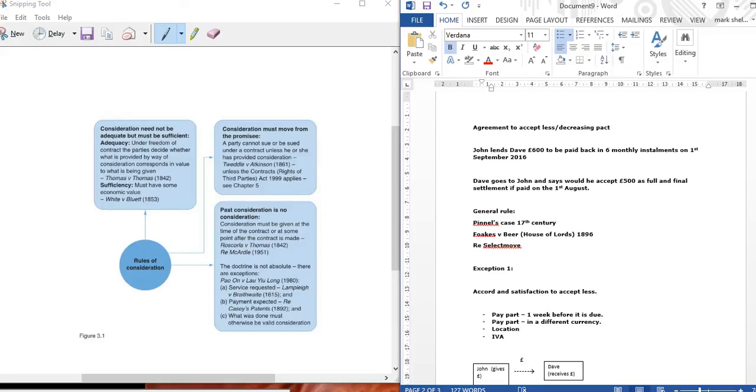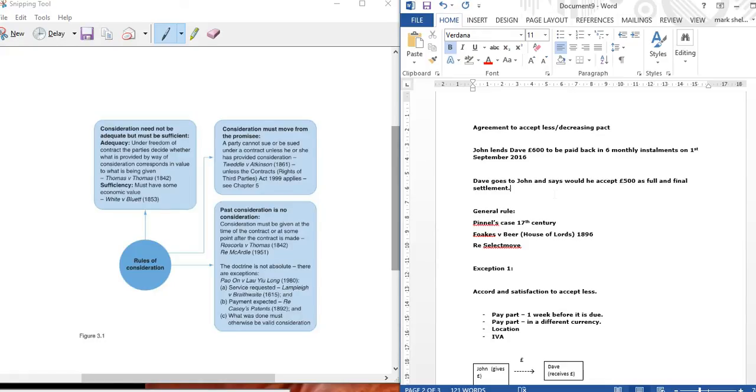But let's revert back to the original problem. What we said was, if Dave goes to John and says, would you accept 500 as full and final settlement? We said that's not supported by consideration. The exceptions don't apply. And up until relatively recently, that would have been the end of the game for these agreements to accept less.